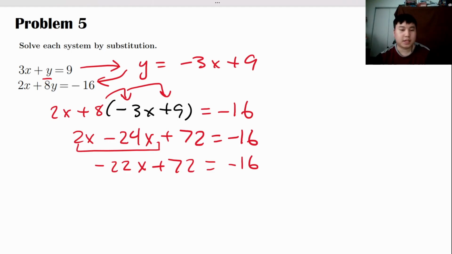And now subtract 72 from both sides. This gives me negative 88. Now divide both sides by negative 22. We get 4 in this case.